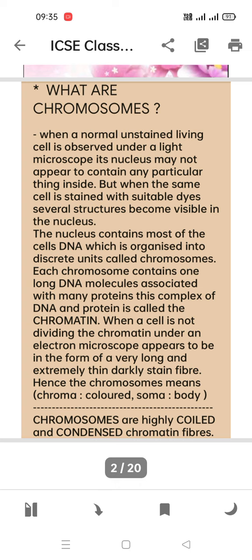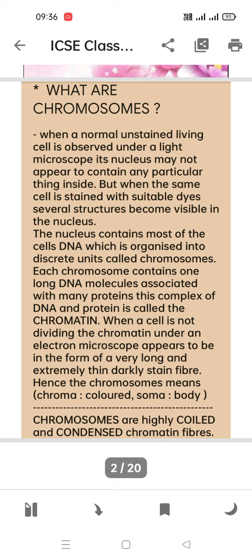Okay, so each chromosome contains one long DNA, deoxyribonucleic acid, DNA full form. So DNA molecules are associated with many proteins. We have many proteins on DNA. This complex of DNA and protein is called the chromatin. Means when DNA and protein both mix, they form the chromatin.